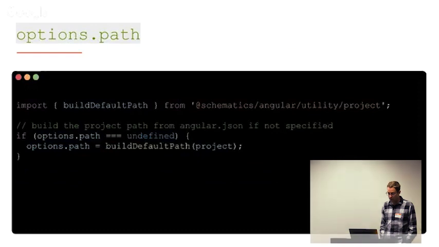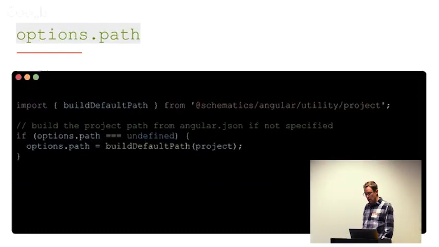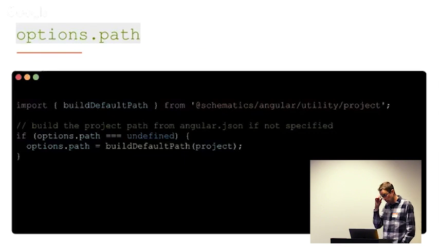Then we want to determine the path, and we can do this 2 ways. We can have the user specify the path where they want to generate the component, or we can determine the path based on angular.json. In angular.json, you can define multiple projects now, and the path to each project is defined inside of there. So we can use this buildDefaultPath function to get the default path for our project.